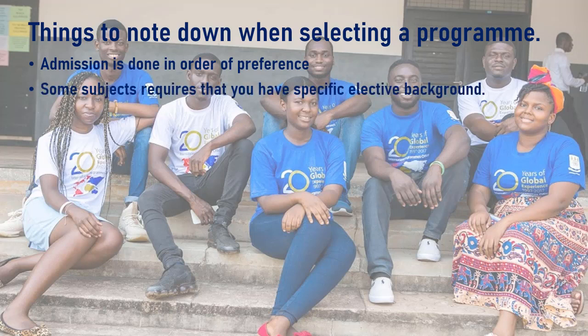Some subjects require that you have a specific elective background. As I indicated earlier on, we have subjects that require a specific elective background under the Bachelor of Arts. A subject like economics, you need elective mathematics to read a program like economics. A program like French, you need a background in French at the SHS level. A program like geography and resource development, you need a background in geography at the SHS level. So prospective applicants should please take note of this when selecting their program choices.